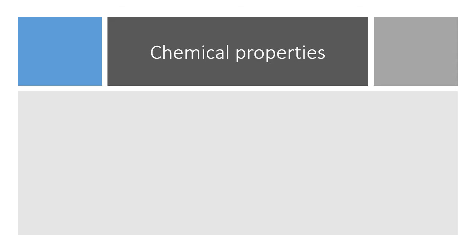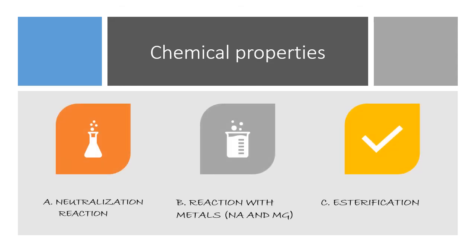Chemical properties of carboxylic acid. There are three chemical reactions in carboxylic acid. The first one is neutralization reaction. The second one, reaction of carboxylic acid with metals, sodium or magnesium. And the third one is esterification.